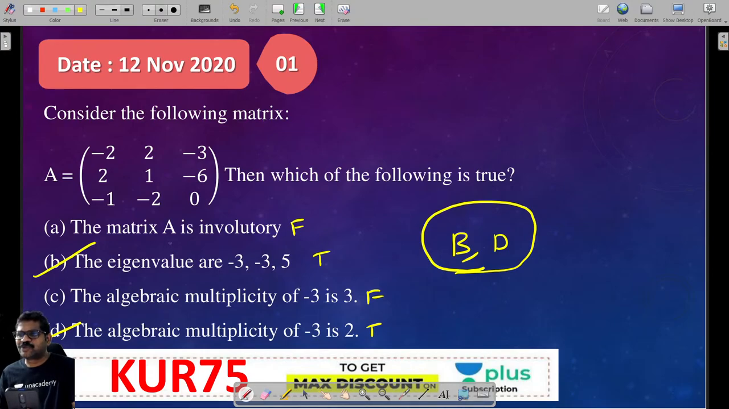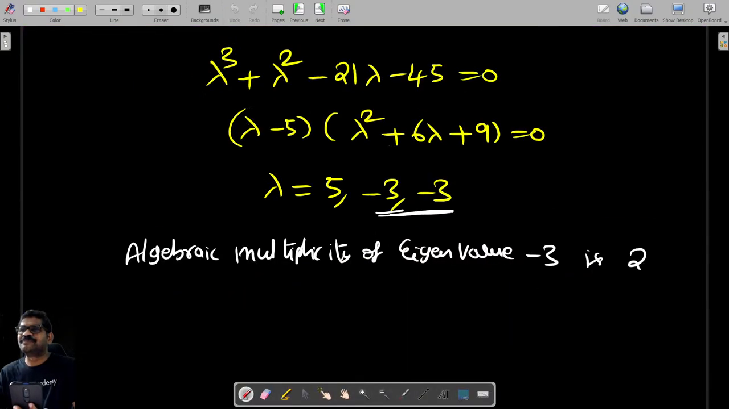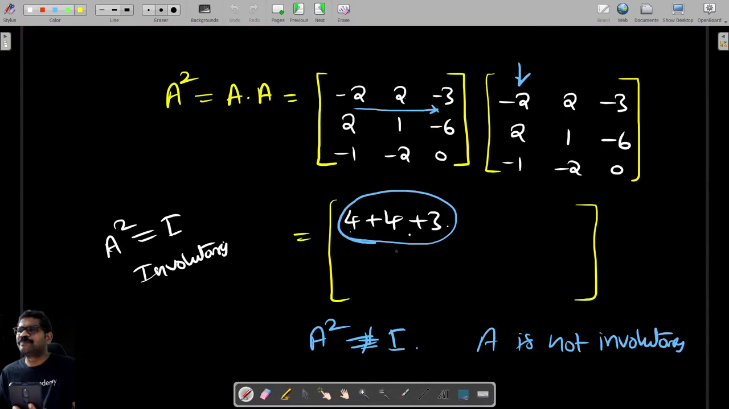Here, I have not solved completely the involutory condition, because by verifying the 1-1th element, only one element, we found that it is not an identity matrix. That's why by observing only one entry, I found that the matrix is not involutory. That's why I have eliminated the first option directly. Right? Next problem.